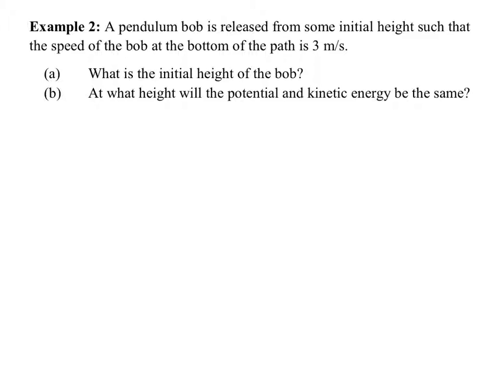All right, so let's take a look back at our pendulum. Here's our pendulum. The pendulum bob is released from some initial height. We don't know the height. Such that the speed of the bob at the bottom is 3 meters per second. What is the height of the bob? And at what height will the potential and kinetic energy be the same? So let's take a look at a diagram of this.